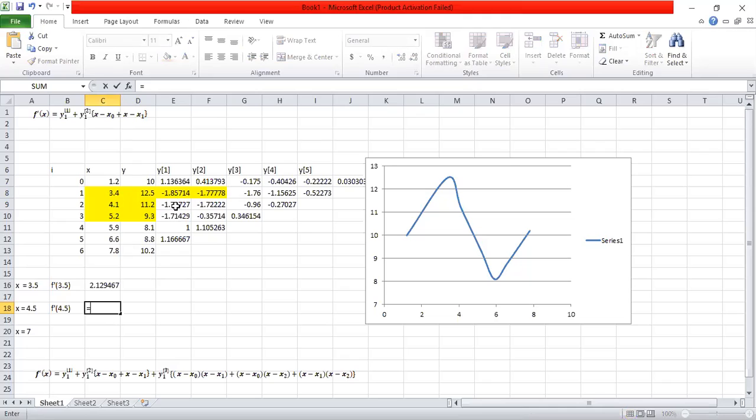So first order divided difference is this. So I select the E8 plus second order divided difference, and that is F8 multiplied by x minus first x value plus x minus second x value. So x is now 4.5 minus first x value is 3.4 plus x, which is 4.5, minus next x value, and the next x value is 4.1. Negative 4.45, negative 4.52 आया result.